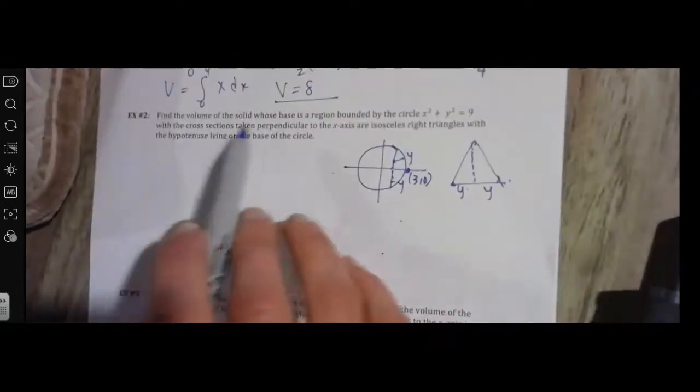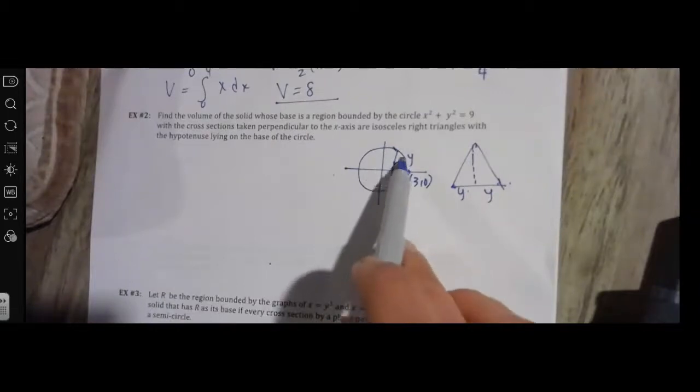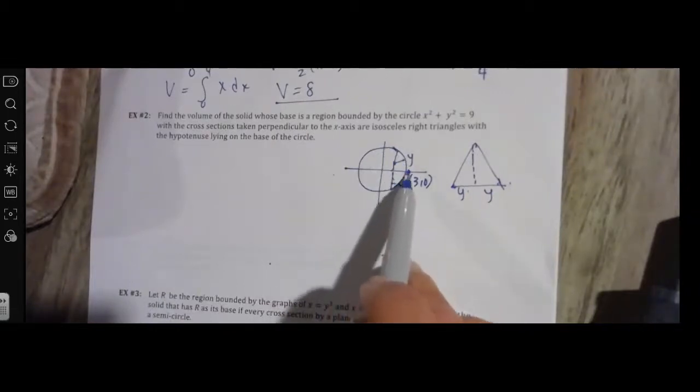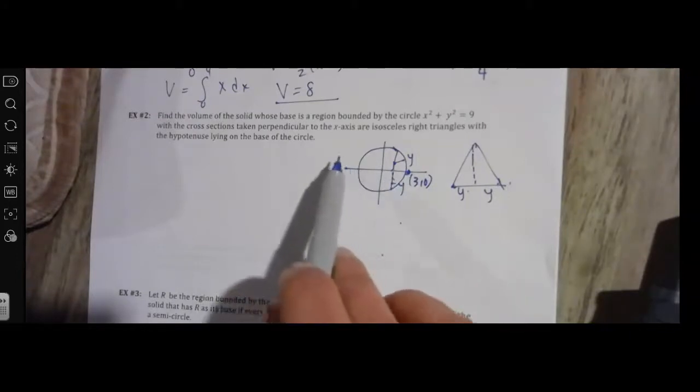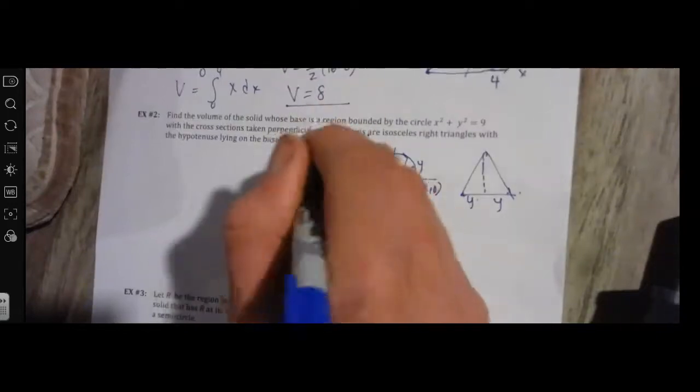Okay, the next problem is the volume of a solid bounded by a circle, x squared plus y squared is equal to 9. So we know we have a radius of 3. So we drew the circle right here, so it's y and y. And the cross sections, perpendicular with respect to the x-axis, are isosceles right triangles.